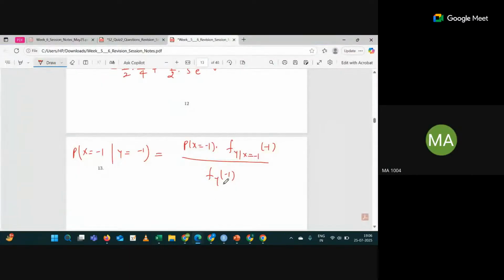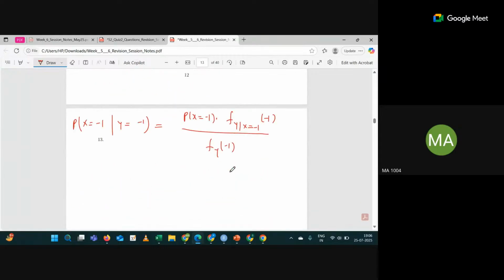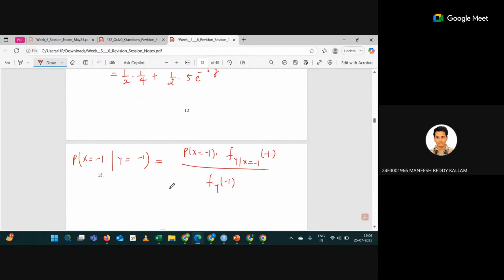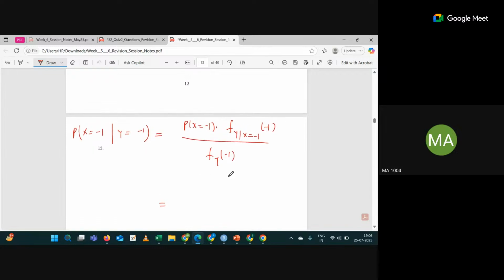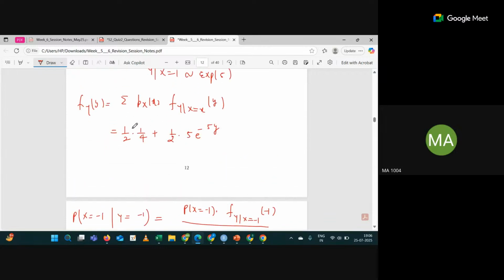Yes, sir. Now, here you have to think a bit, just a simple thought. It will be 1, sir, because exponential is not defined for -1 value. Correct, correct. So the key thing is, in general, fy of y was this formula, right? If you calculate fy of -1 here, this exponential PDF is valid only when y is greater than 0, correct? If I'm asking fy of -1, then only this part is true. So I will get 1 by 2 into 1 by 4.